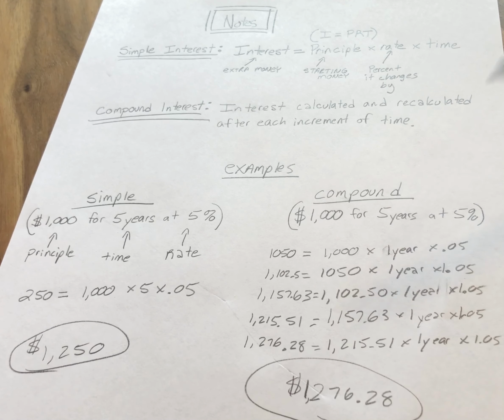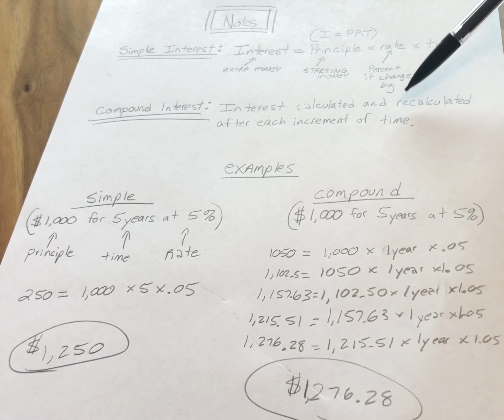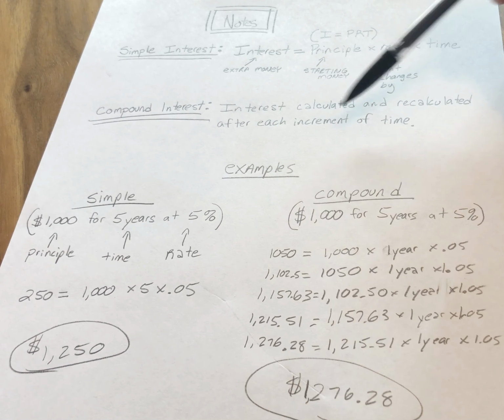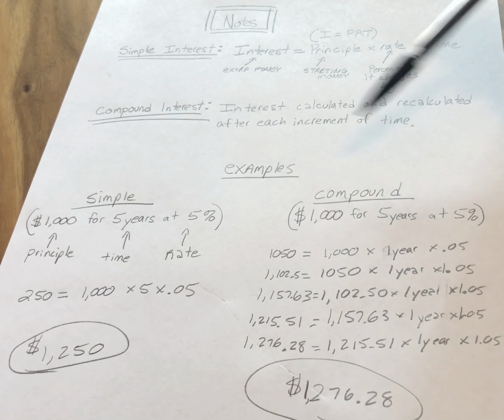Compound interest is a lot more work, as you can see by the examples down here later. It's interest that's calculated and recalculated after each increment of time. I'll explain that more when we get to the example.